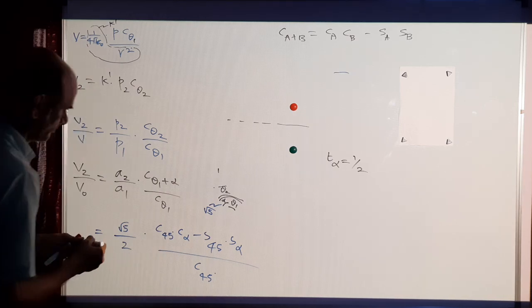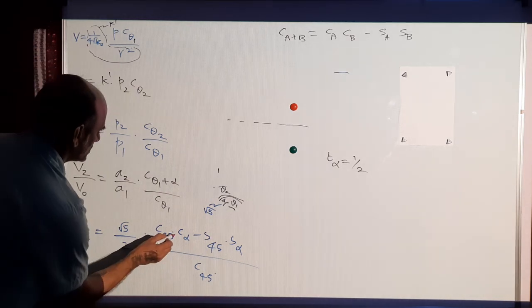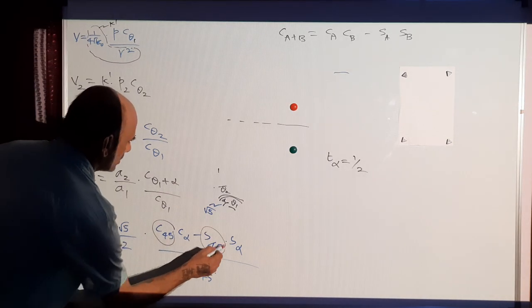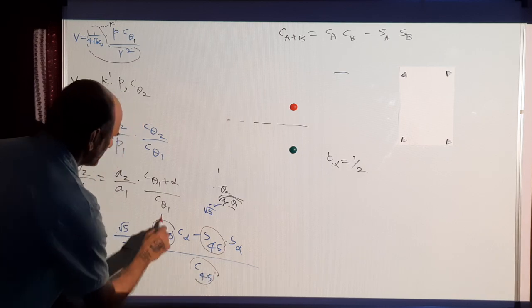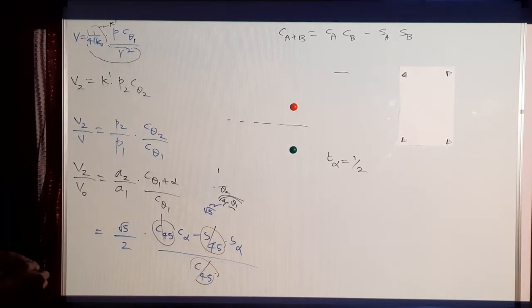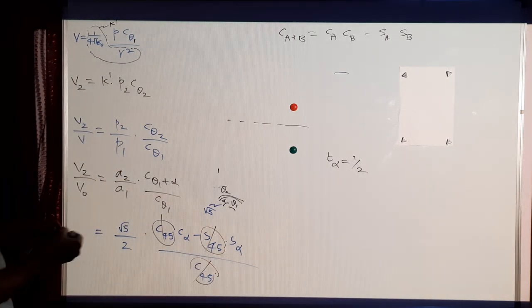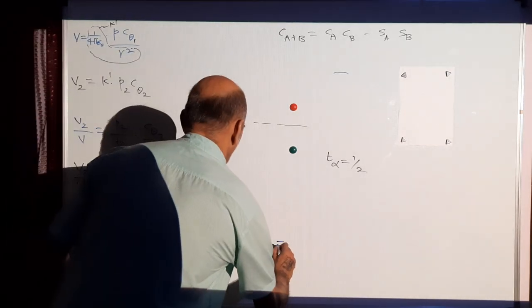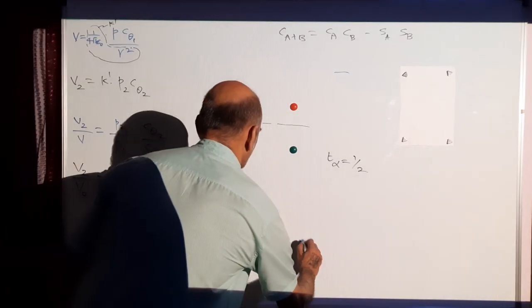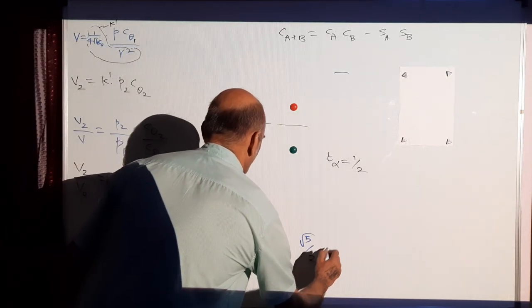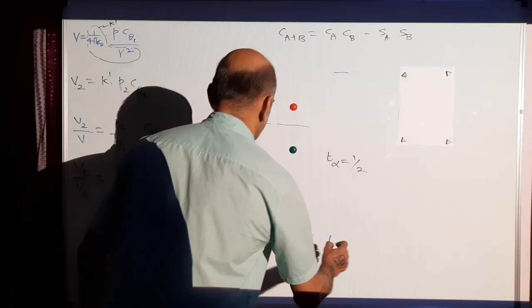So this will cancel. So it will be just cos alpha minus sin alpha, root 5 by 2 into cos alpha minus sin alpha.